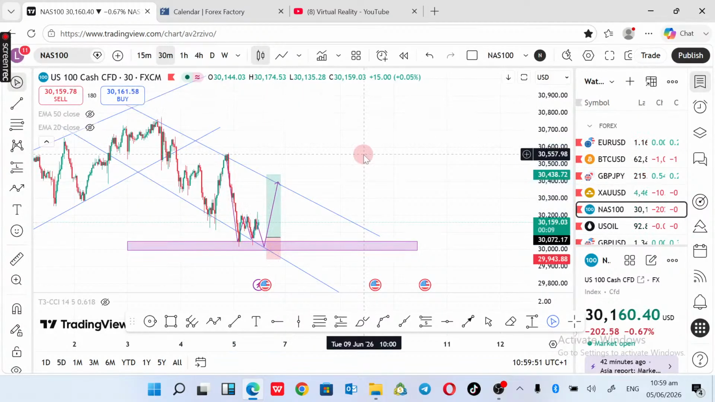Remember that these are volatile pairs. Nasdaq is an index, while gold is a commodity. We're going to do more of indices and commodities today. Let's check US oil again.